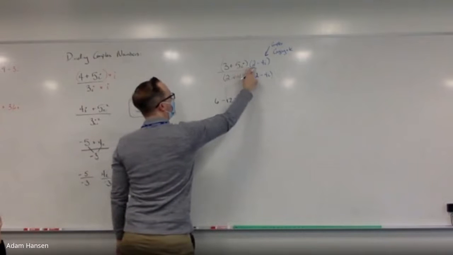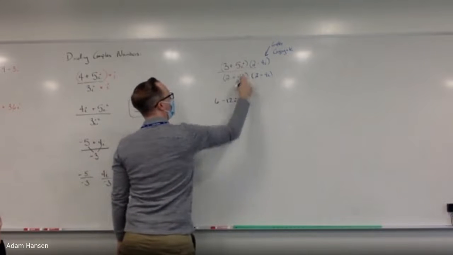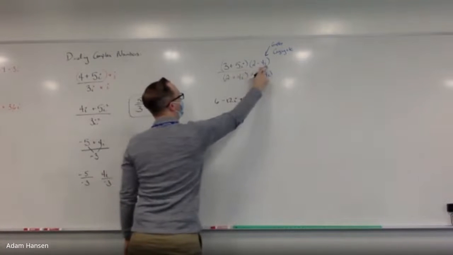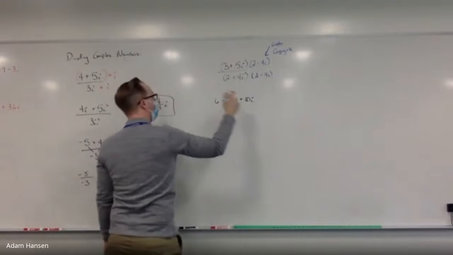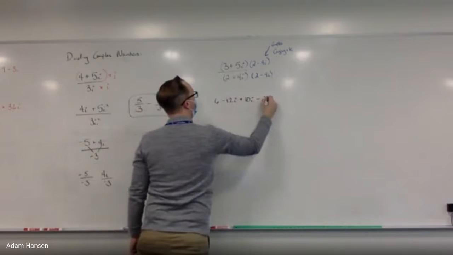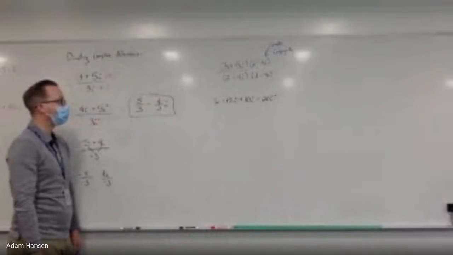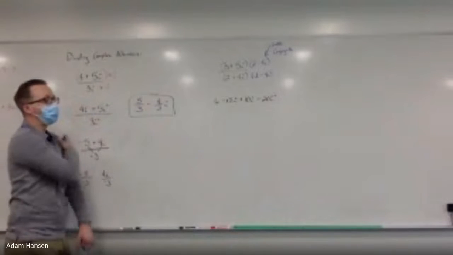What's 5i times 2? Okay. What's 5i times negative 4i? Negative 20i squared. That last pair is always the trickiest because you've got to do 5 and negative 4 as well as i times i.